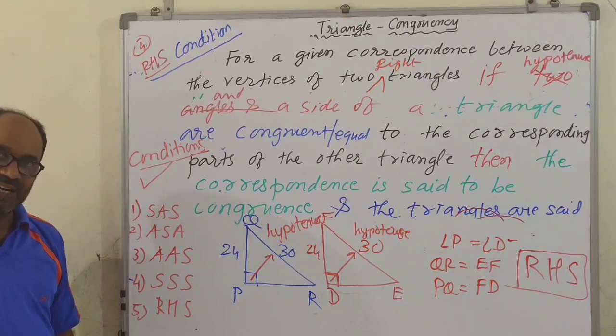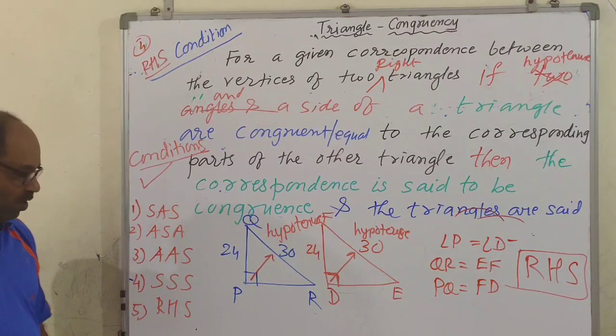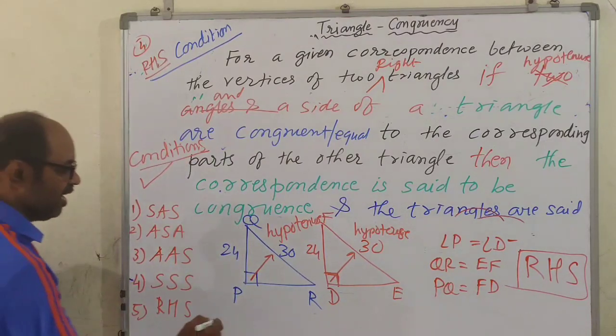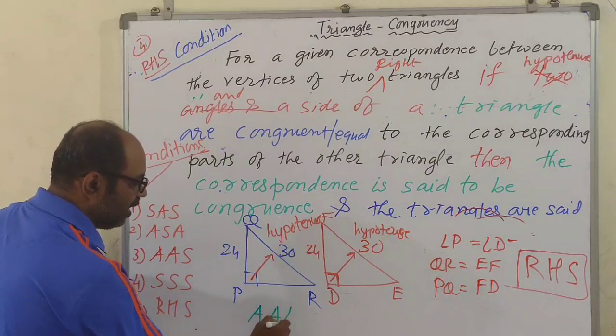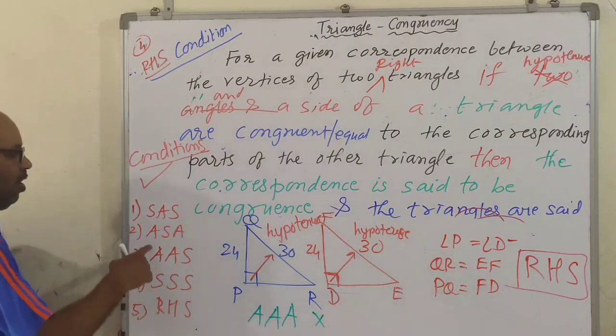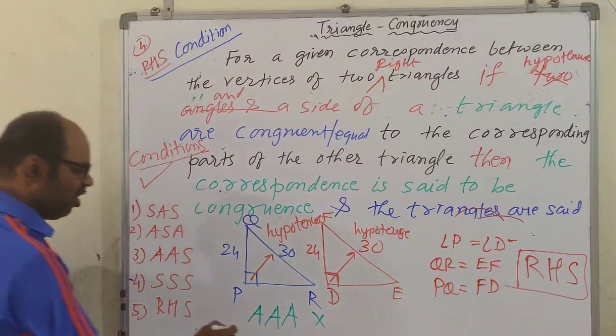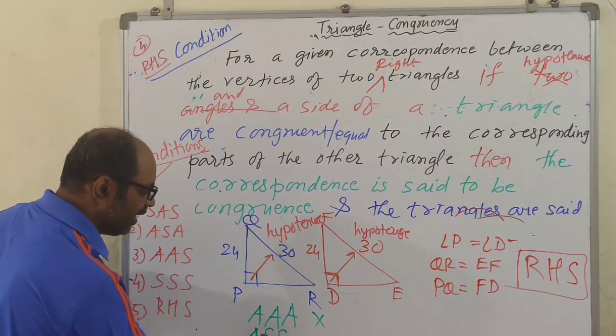Is that clear to you, children? Sure. Okay. Which two conditions are not existing? One is angle, angle, angle. This is not there. All three sides are there, but all three angles are not. And the second is angle, side, side.